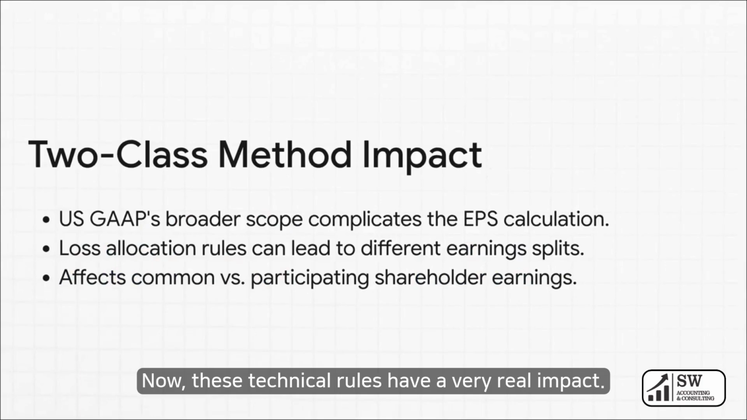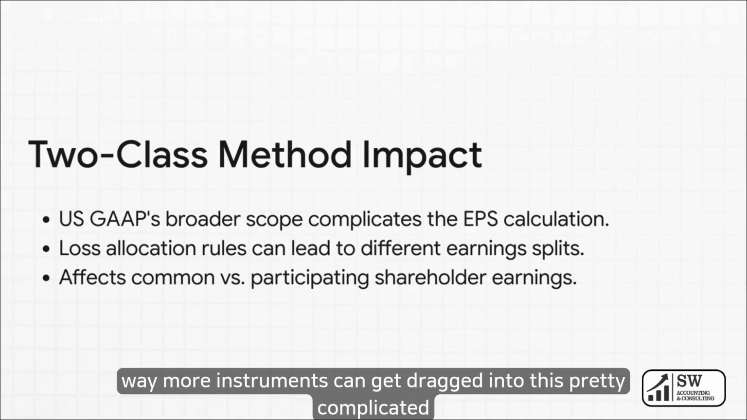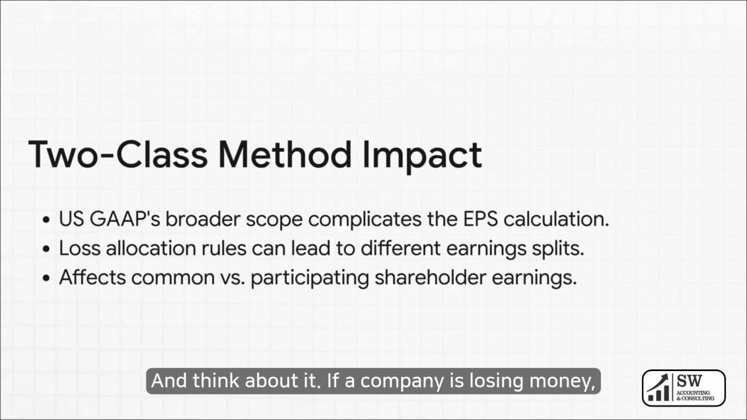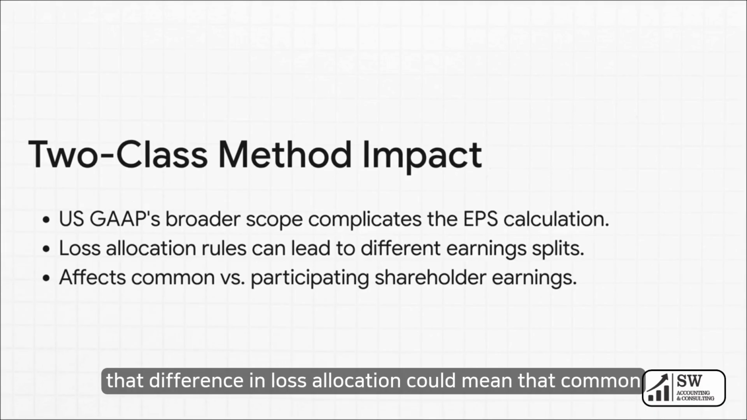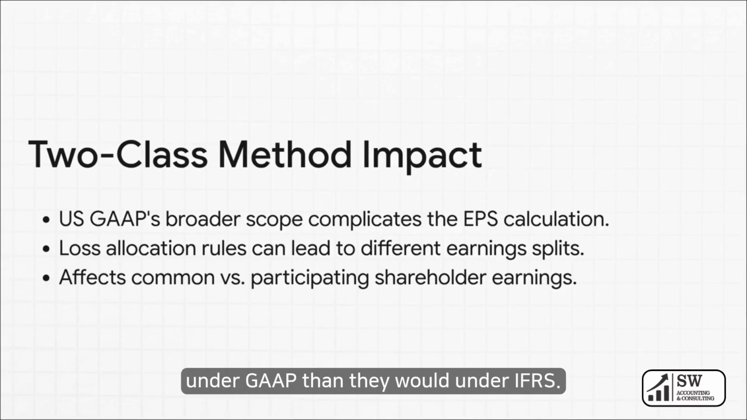Now, these technical rules have a very real impact. Under GAAP, way more instruments can get dragged into this pretty complicated calculation. And think about it, if a company is losing money, that difference in loss allocation could mean that common shareholders end up bearing a much bigger piece of that loss under GAAP than they would under IFRS.